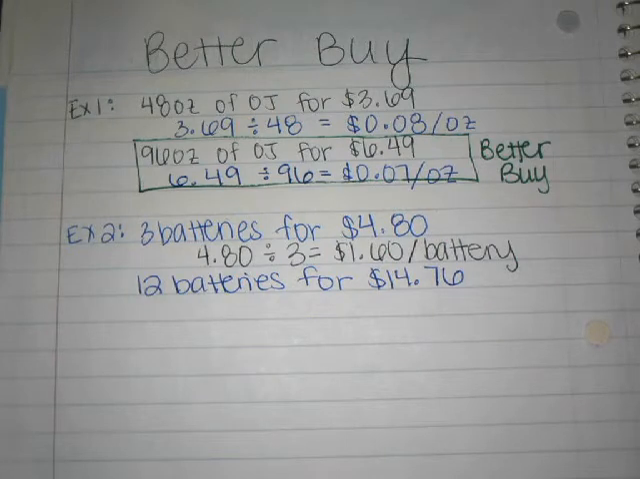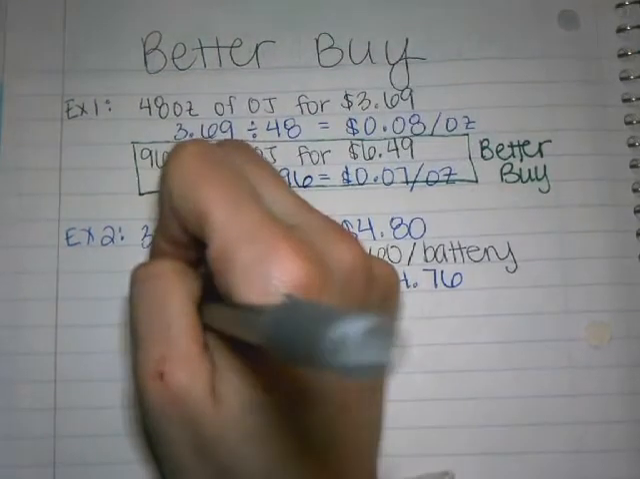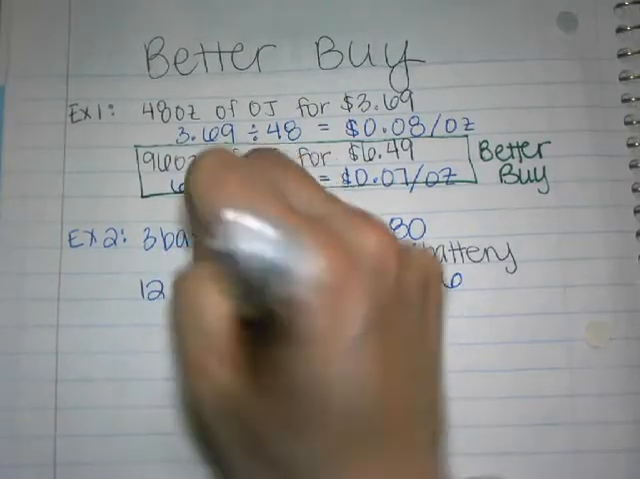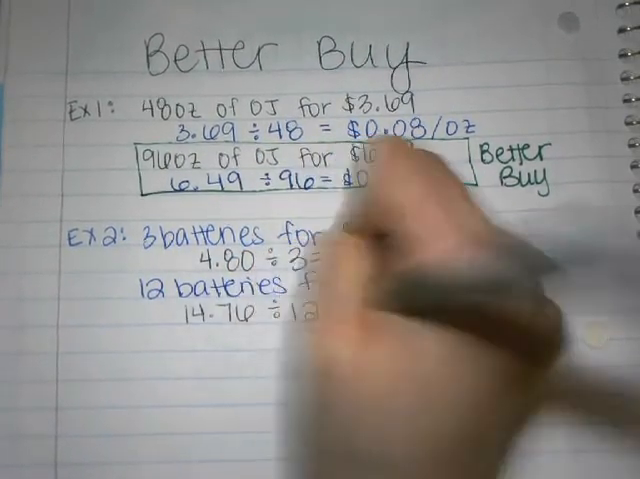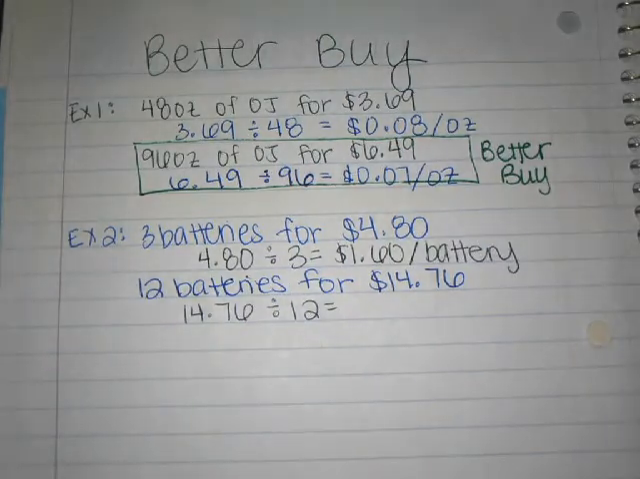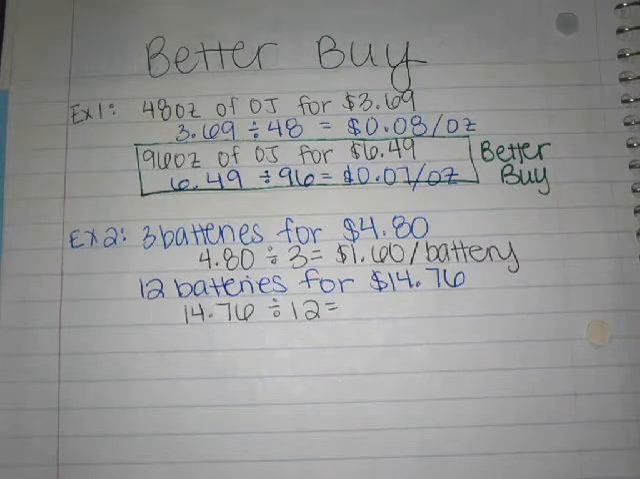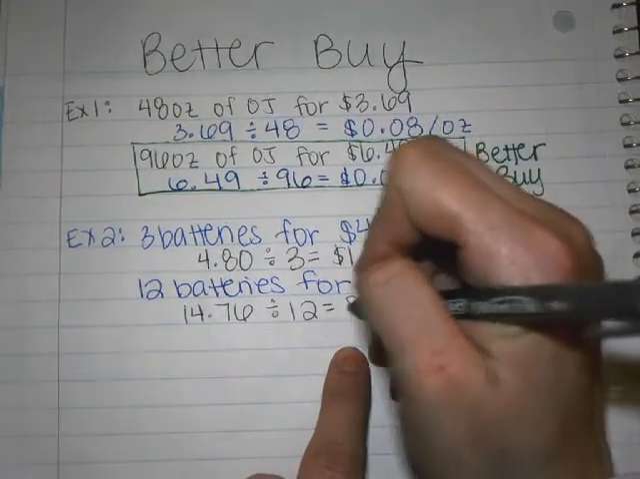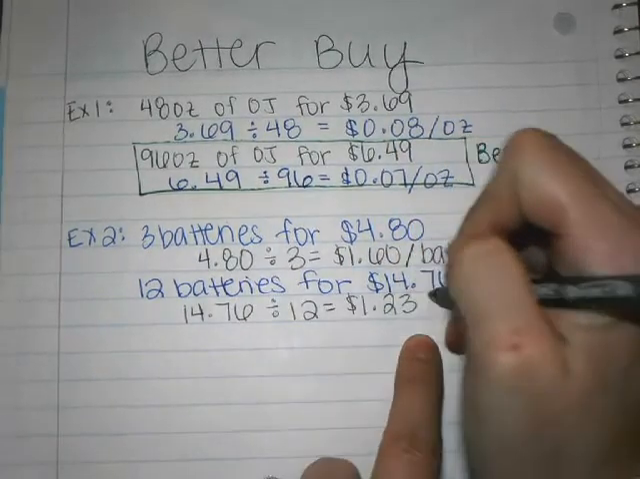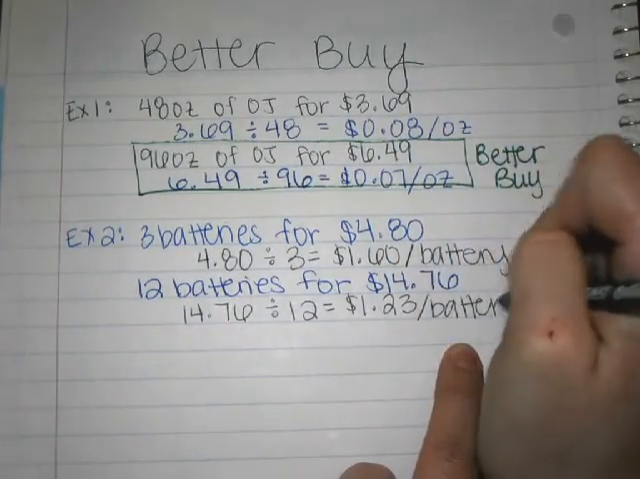And we got to do the same thing with the next one. What do I do with the next one? 1476 divided by 12. So everyone do that in your calculators, please. All right, who can tell me what is 1476 divided by 12? $1.23. So hopefully you guys wrote $1.23 per battery.